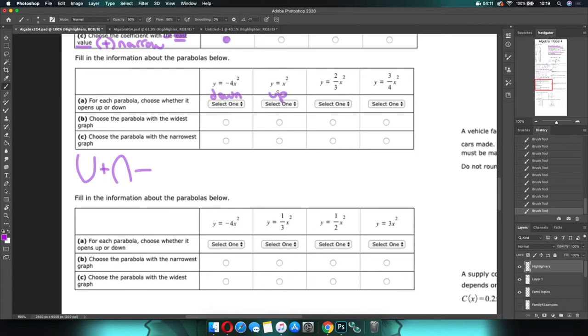That's going to go up because it's +1. Positive 2/3 means it's going up. 3/4 means it's going up. So far, so good. Now for the widest graph, what that means when they're looking for widest.